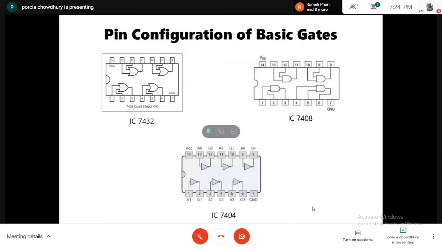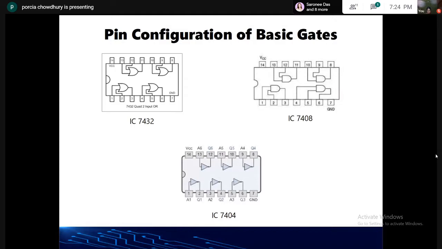Now for the basic gates, lastly we have the pin configuration. Though it comes last, it's the most important thing when we do it in the lab. At the end we have a demo of this, but right now just look carefully at each chip configuration or pin configuration.